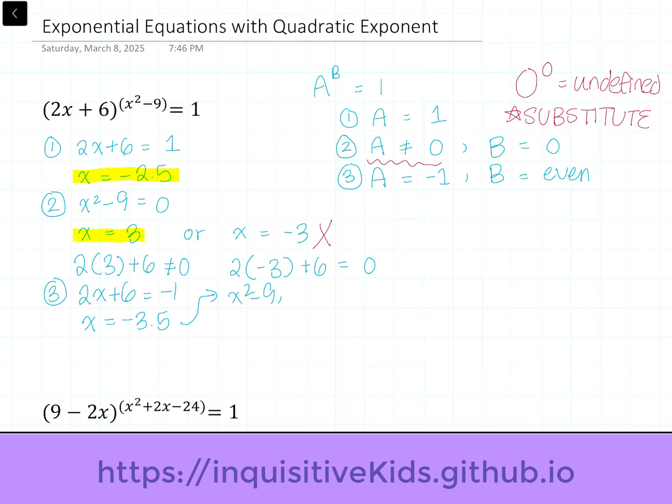So it means that this solution is not valid. It is not a solution for this equation. Therefore, our two solutions would be x is equal to negative 2.5 and x is equal to 3. These are the two solutions to this problem.